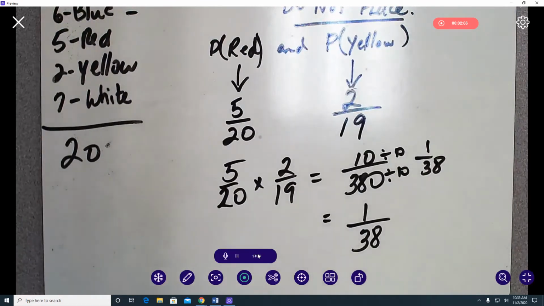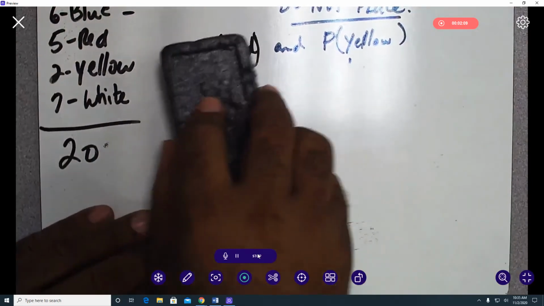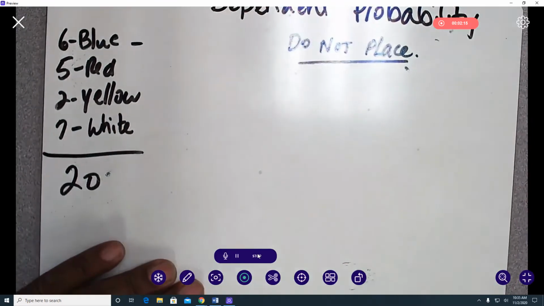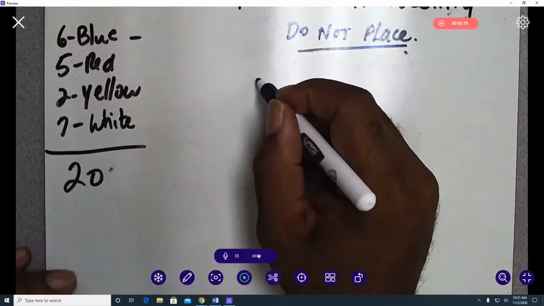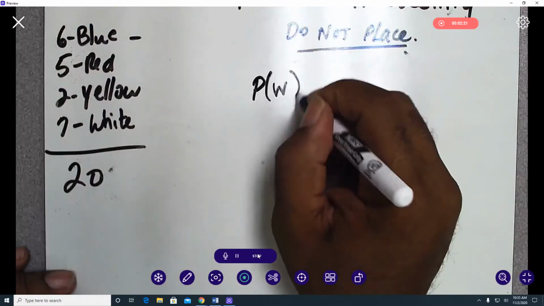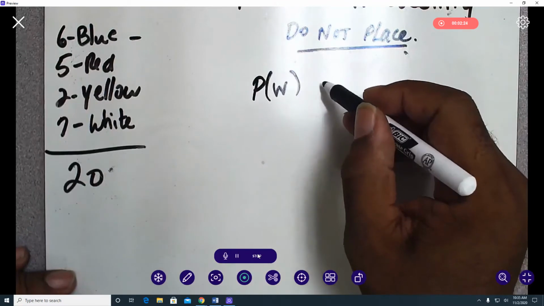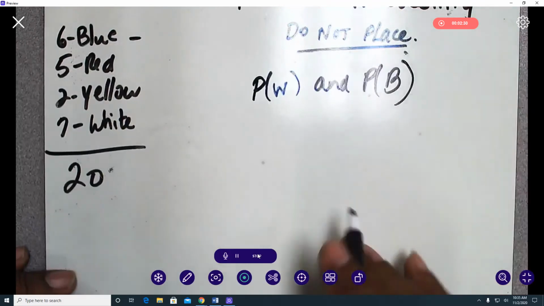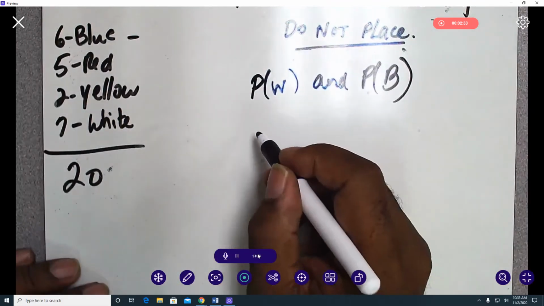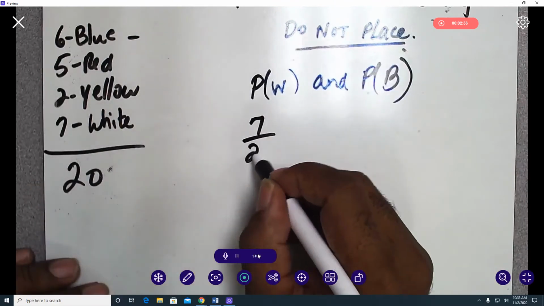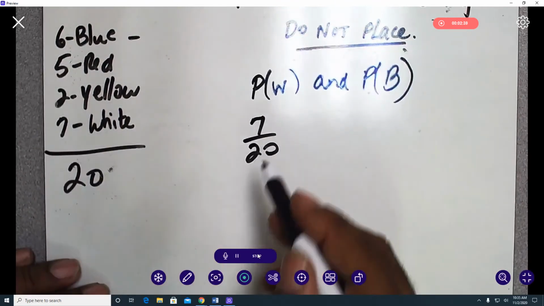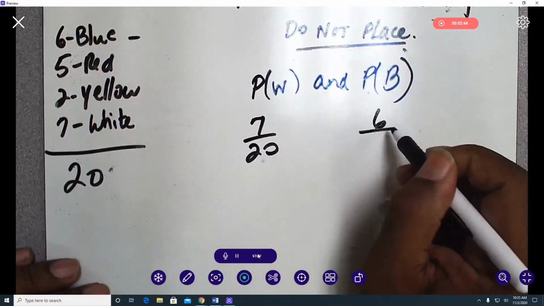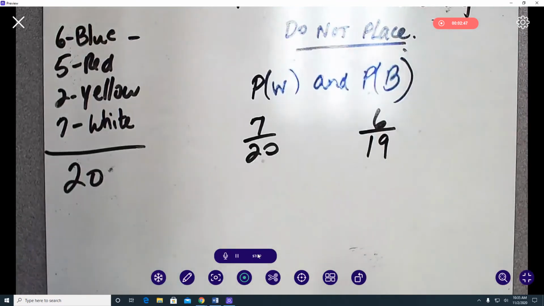All right, let's try another one. Let's say, and this is dependent probability still, where we do not replace it. What's the probability of pulling a white first, not replacing it, and then pulling a blue? All right, so the probability of pulling a white is 7 over 20, because there are 7 whites and 20 is the total. Once we pull that one, we're not going to replace it, so the probability of pulling a blue would be 6 over 19 instead of 20.